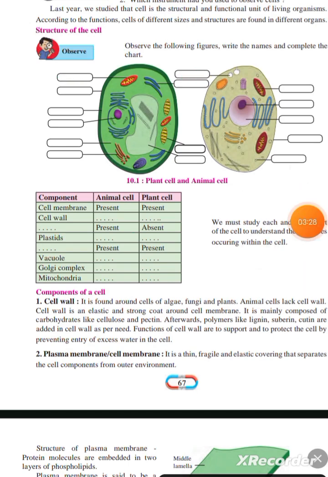Now let's start organelles. First of all, cell wall. Cell wall means this wall that is covering the cell. You can see these dark green boundaries; this is the cell wall. In animal cell, cell wall is not present. Cell wall is absent in animal cell. In animal cell there is plasma membrane, and plasma membrane is also present in plant cell. So remember this. Cell wall is not found in animal cell.